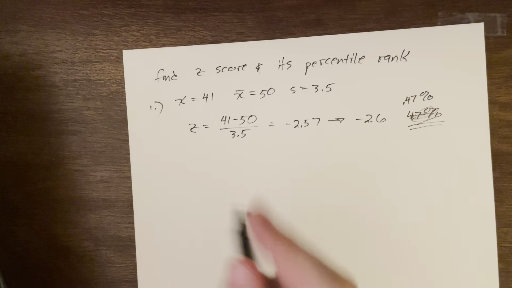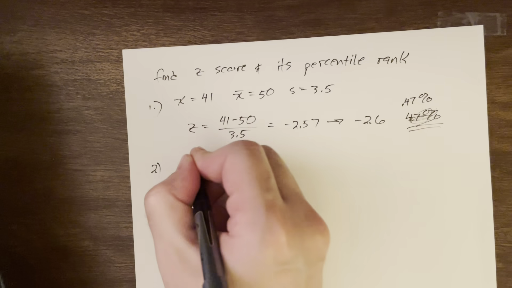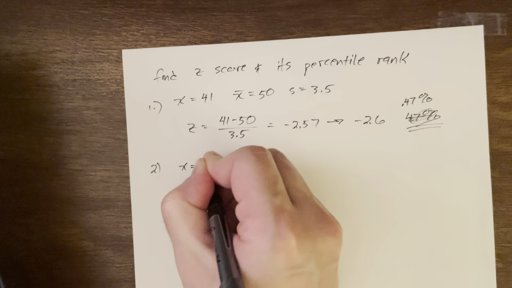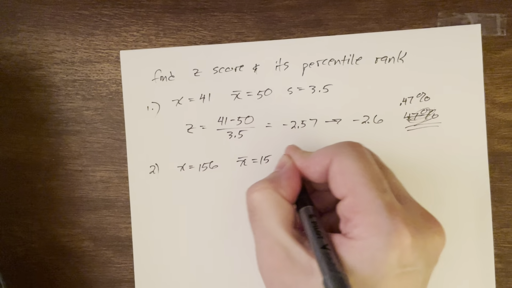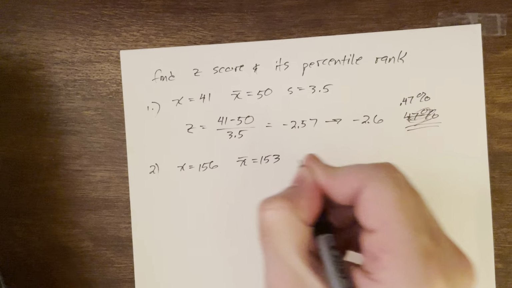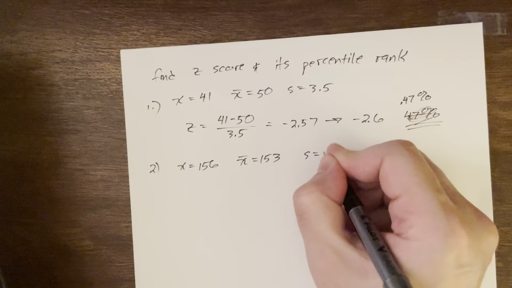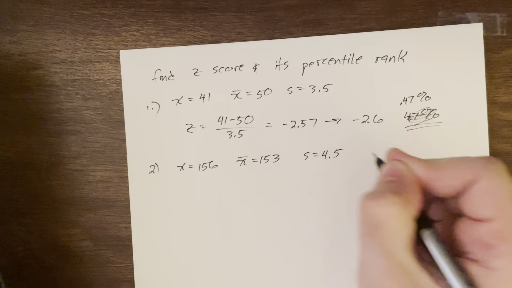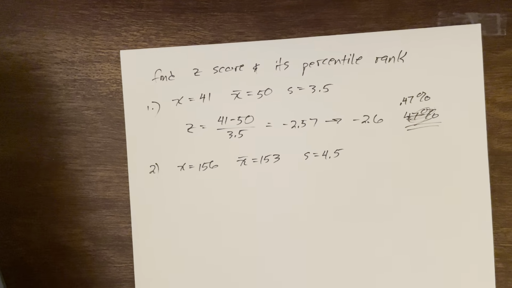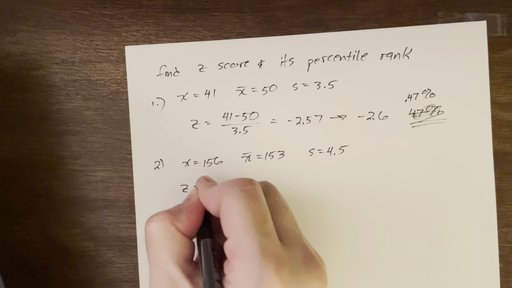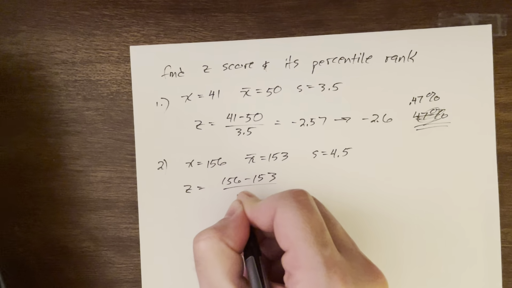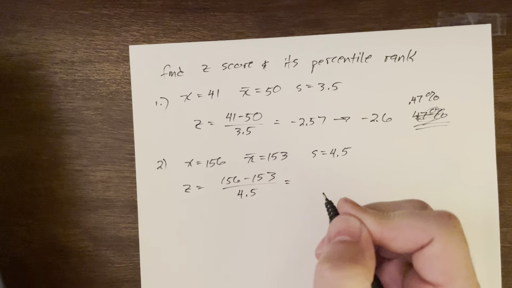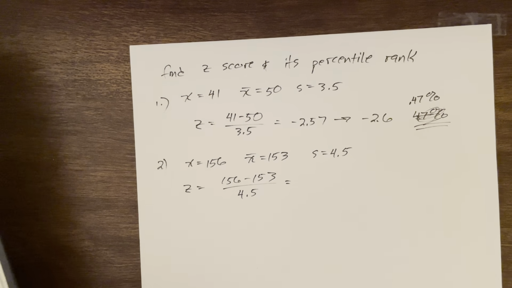So let's do another one. Let's look at number 2. X is 156, X bar is 153, and the standard deviation is 4.5. Z: 156 minus 153, divided by 4.5. So I get this.